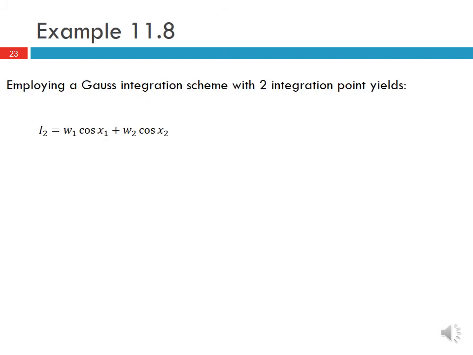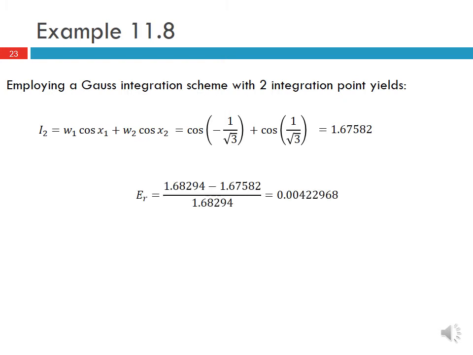Now we can do the Gauss integration scheme with 2 integration points. Here we've got I is equal to W1 cosine x1 plus W2 cosine x2. Plugging in what we know for W1 and W2 and x1 and x2, the integral is approximated as this weighted sum of our function evaluations at our integration points. So it's 1 times cosine of -1 over the square root of 3 plus cosine of 1 over the square root of 3, which gives us the result here, and we can calculate the relative error as shown here.